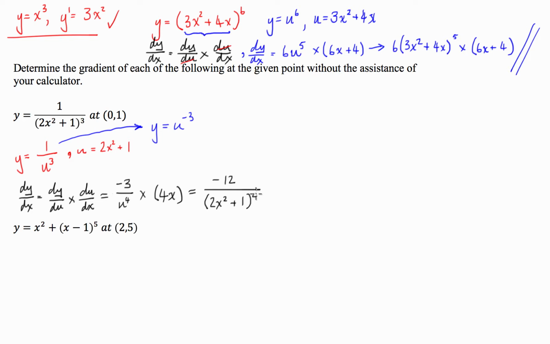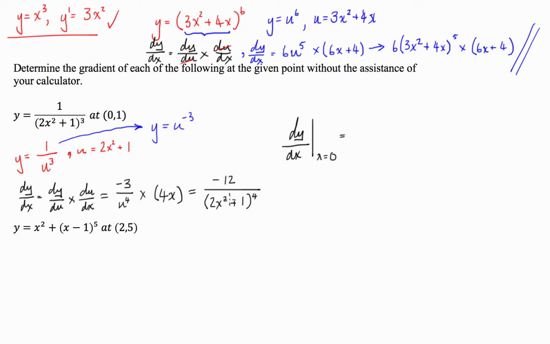To the power of 4. So there's my derivative. Now once I've got that, the next step is I have to figure out what the gradient is. So I'm going to evaluate my derivative, dy/dx, evaluated when x equals 0.